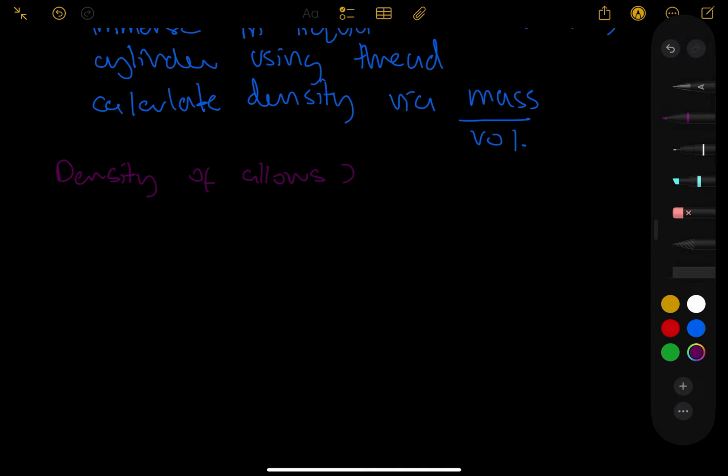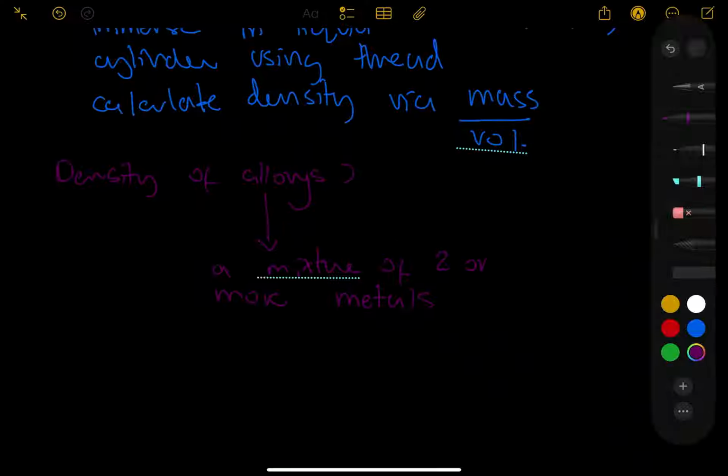So an alloy is, did I write allows? Alloy, okay. An alloy is a mixture of 2 or more metals, which, again, we've learned about this in chemistry as well. For example, you could have brass, which is a mixture of copper and zinc.